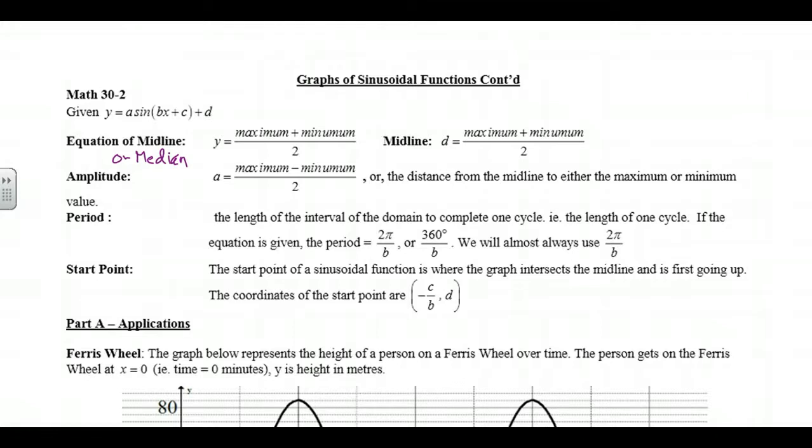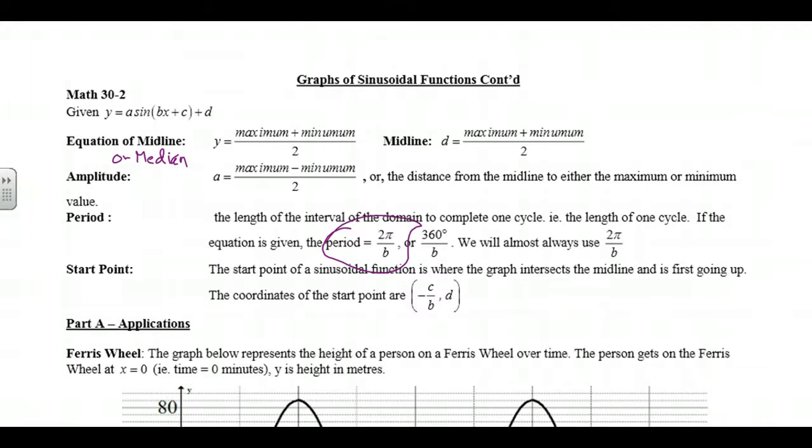So the equation of the midline is written y equals, the value of d is the exact same number, right? So whatever d is equal to, so if d is 5, then you would say the equation of the midline is y equals 5. Where we use these is, if I give you a graph, and from the graph you can get the max and the min, then you can plug it into here and figure out where the midline is.